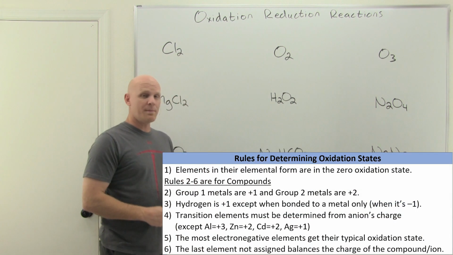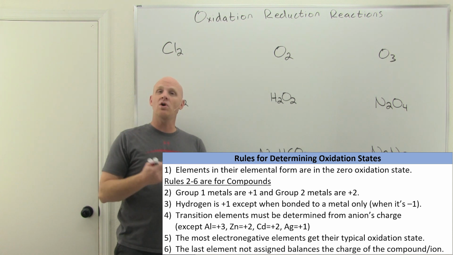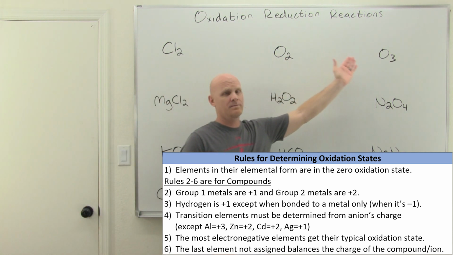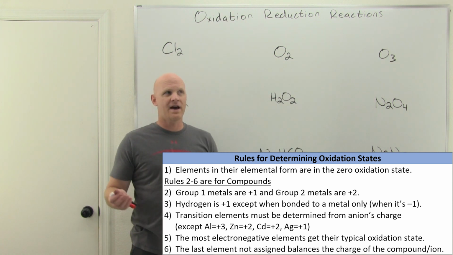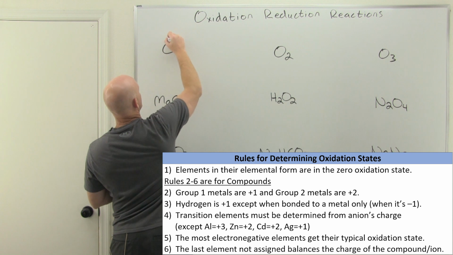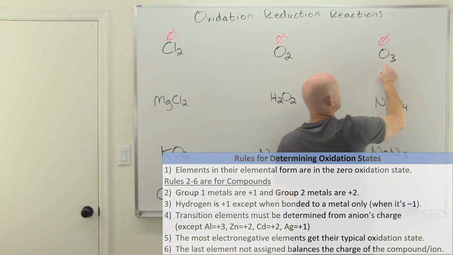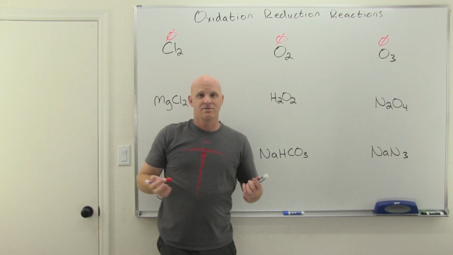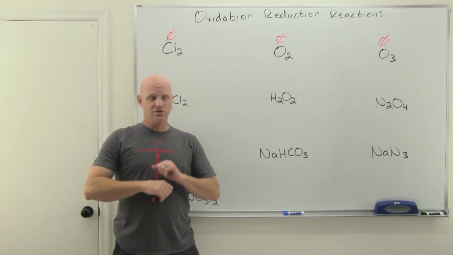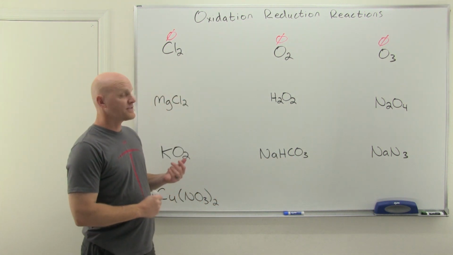All right, so rule number 1 deals with when you have an element instead of a compound, whereas rules 2 through 6 are all for compounds. So if all you have is an element, then that element is in its elemental form, and it doesn't matter if it's monatomic or diatomic or even triatomic, in the case of O3 for ozone here. Those are all elements in their elemental forms, and they're in the 0 oxidation state. No charge associated with them in one way, shape, or form. So that's rule number 1.